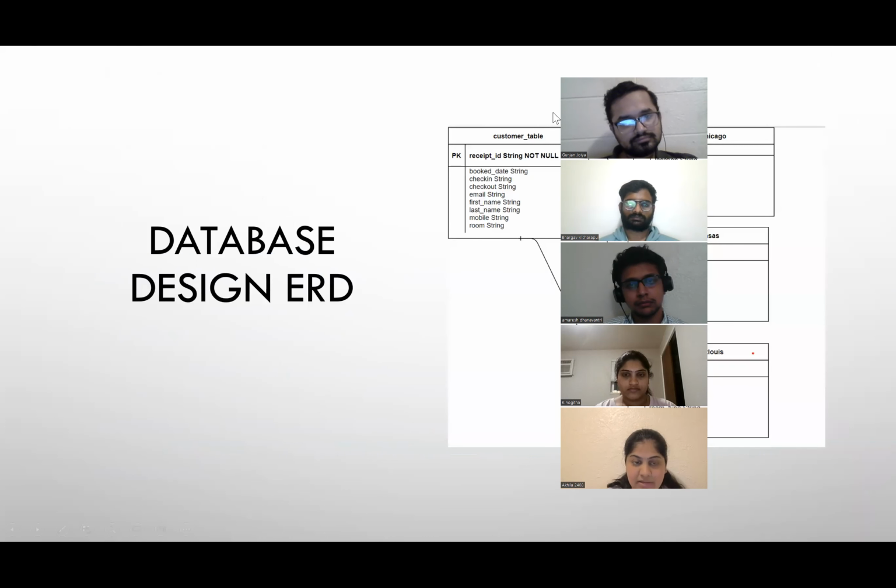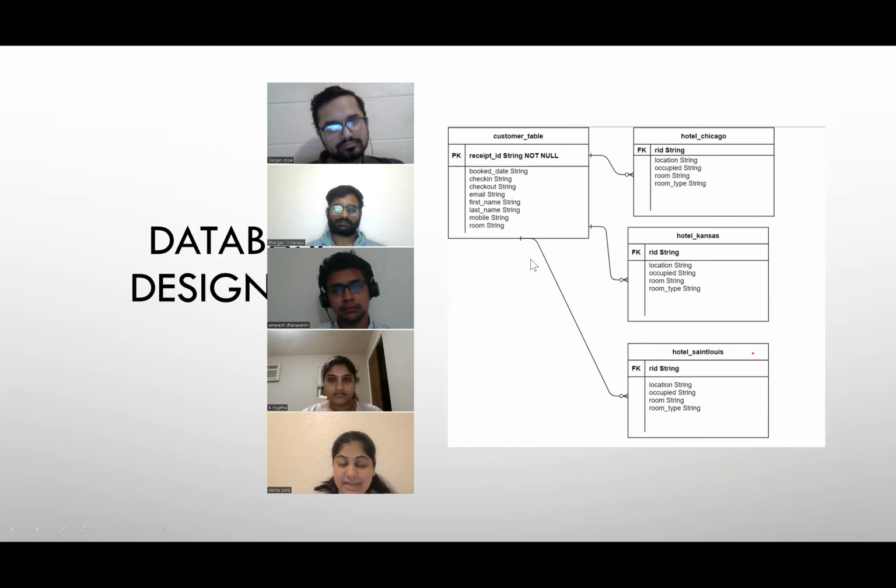Next slide, please. So this is an ERD diagram that we have designed for our application. The first one is a customer table. Here we have a receipt ID, which is a primary key, and we have 3 different tables. As my friend told in the previous slides, we have 3 different locations, that is Hotel Chicago, Kansas, and St. Louis. Here, RID will be the foreign key. Next slide, please.